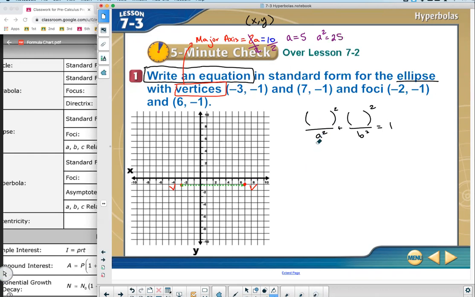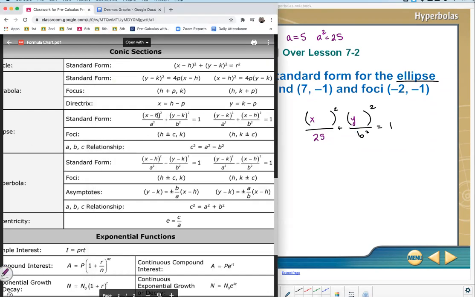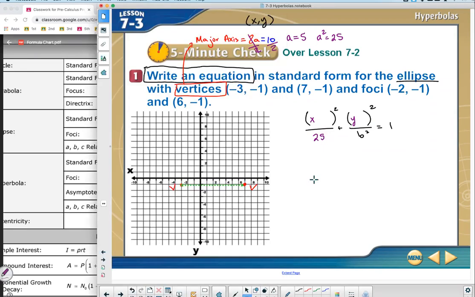So I'm going to replace this a squared with 25. And that also tells me another piece of information. Since this is the major axis, the vertices, and it's going left and right, this value here, the a, is going to go underneath the x, which means b goes underneath the y. The letters that are with them, if you notice, are minus h and minus k. So I'll put here minus h, minus k. I got that because the vertices are going left and right, horizontal. So it's the horizontal, it goes with the x.